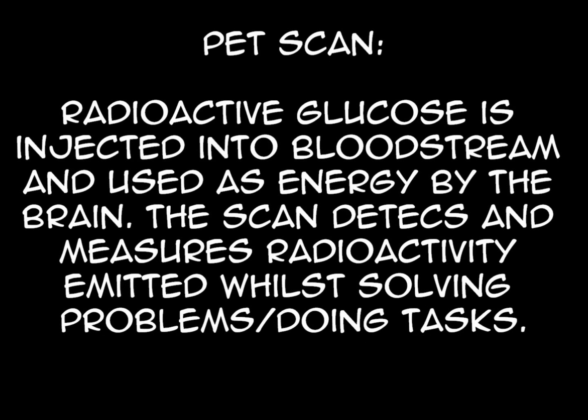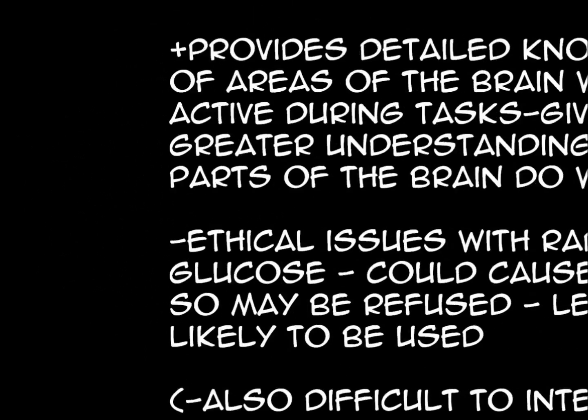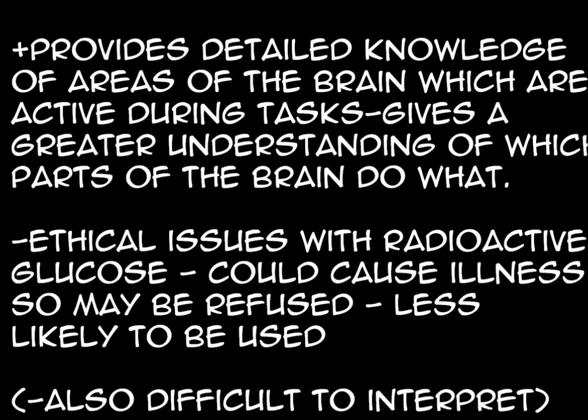Next we have a PET scan. This is where radioactive glucose is injected into the bloodstream and is used as energy by the brain. The scan detects and measures radioactivity emitted when solving problems. This is good as it provides detailed knowledge of areas of the brain which are active during tasks, so it gives us a greater understanding of which areas of the brain do what. However, there are ethical issues with radioactive glucose because it could cause illness, so it may be refused and it's less likely to be used.